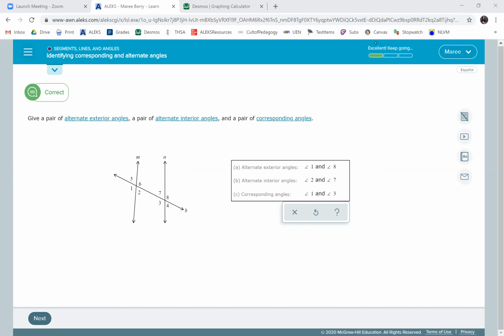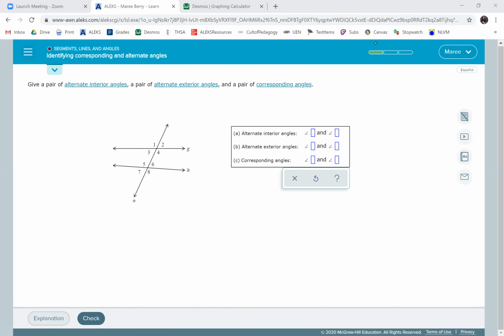Okay, we'll do one more. Okay, we're going to start. This one, they're asking for alternate interior. So we're looking inside the two lines and we want to alternate sides. So we'll just do the 3 and the 6.